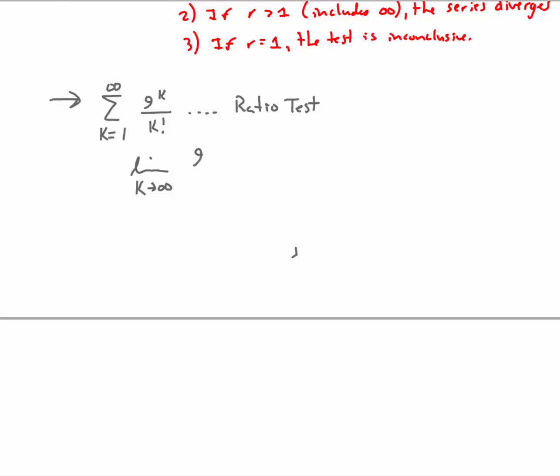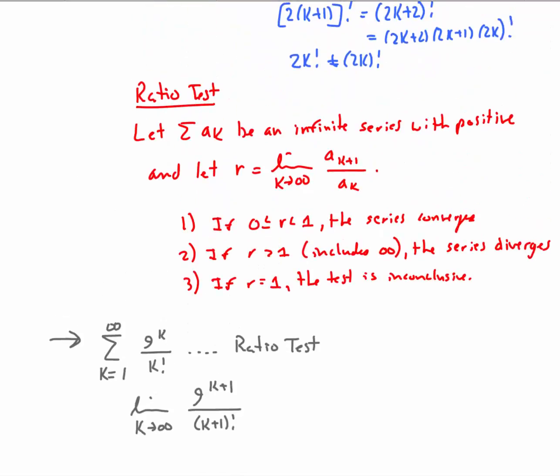Now to perform the ratio test, what I need here then is the limit as k approaches infinity of the next term. So that means all the k's become k plus 1, and this becomes (k plus 1) quantity factorial. And then I divide that by our current term. So if we look up here, I'm writing this as a fraction.